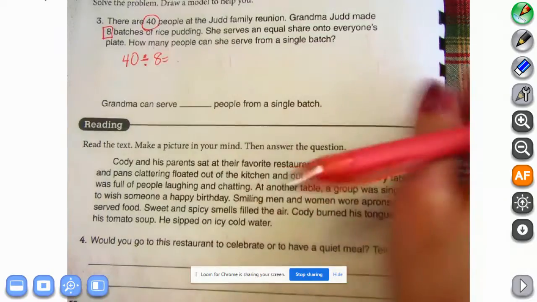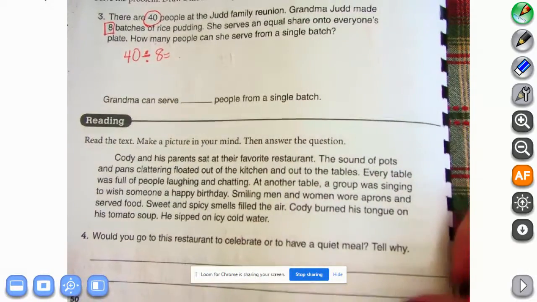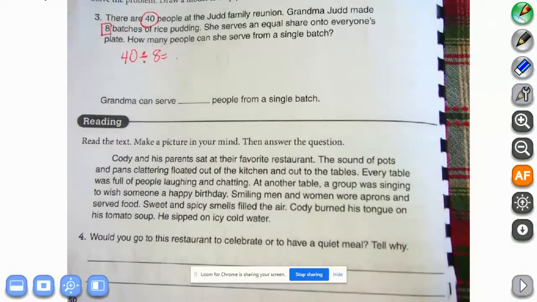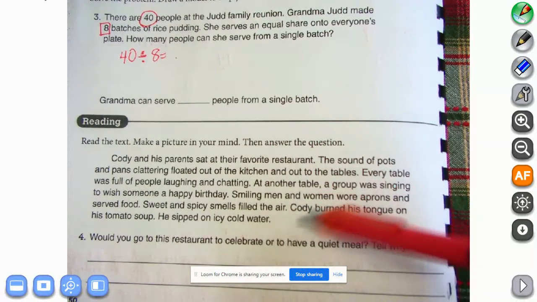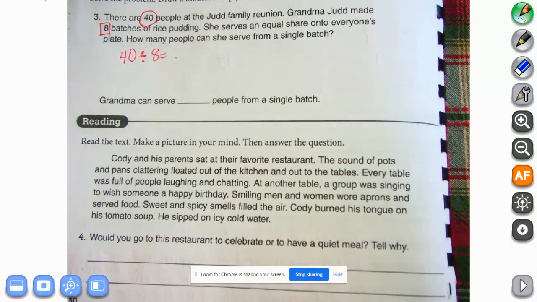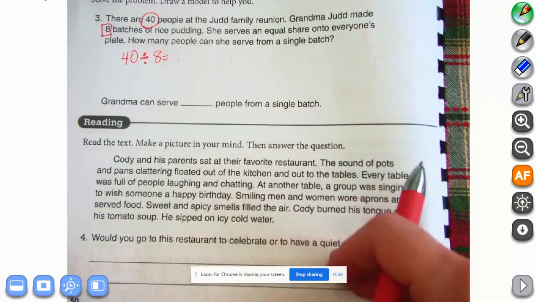Would you go to this restaurant to celebrate or to have a quiet meal? Tell why. So would you go to this one to have a quiet meal, or would you go to this one to have a celebration? Okay, you're going to write your complete sentences there.